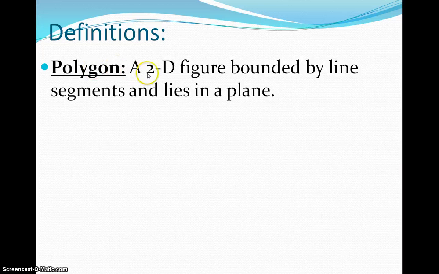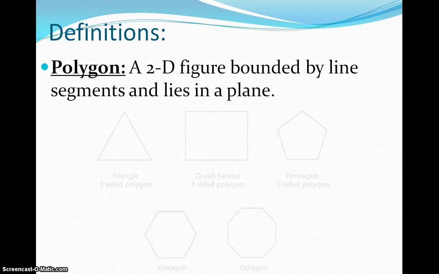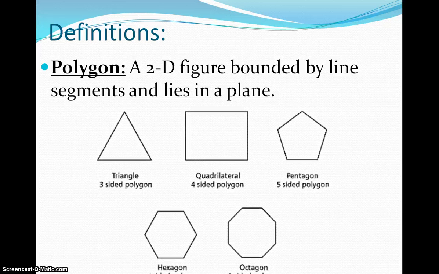A polygon is a two-dimensional, so 2D figure, bounded by line segments and lies on a plane. So again, remember in 1-1 we already talked about line segments and lines, and we already talked about planes. Plane, basically, again, is that flat surface. So if you think about a tabletop, if you think about the whiteboard, and hopefully you should know some of the more basic types of polygons.